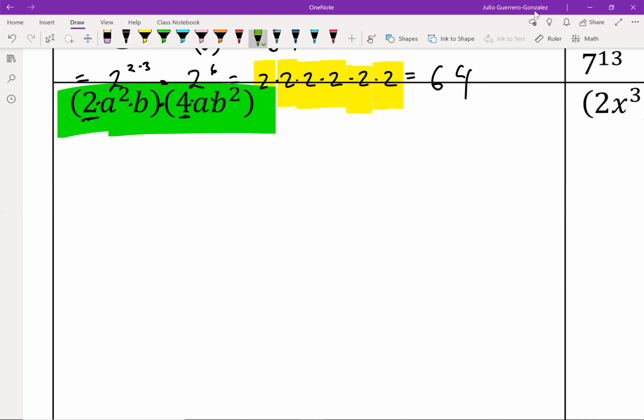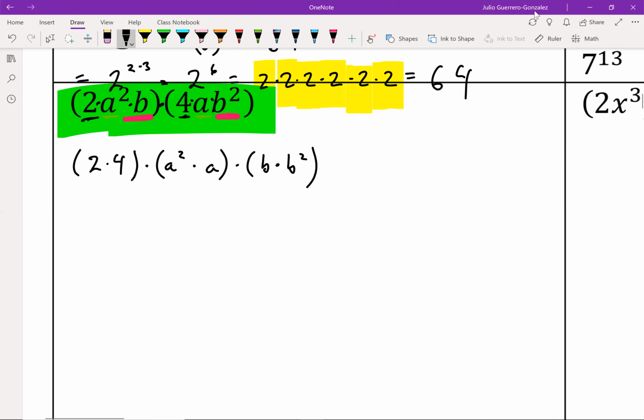Then we have things that have A on them, and then we have things that have B with them. So we are going to group according to the grouping that we just figured out. It's going to be the 2 times 4, those are just the straight out numbers. And now we're going to group the A's, which are, in the first one, an A squared times an A from the second one. And then in the third one, we have a B times a B squared from the second one. Does that make sense?